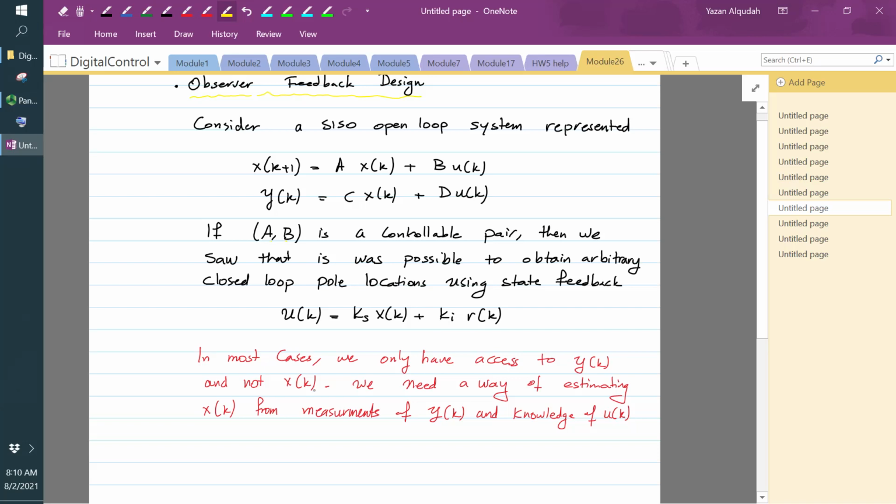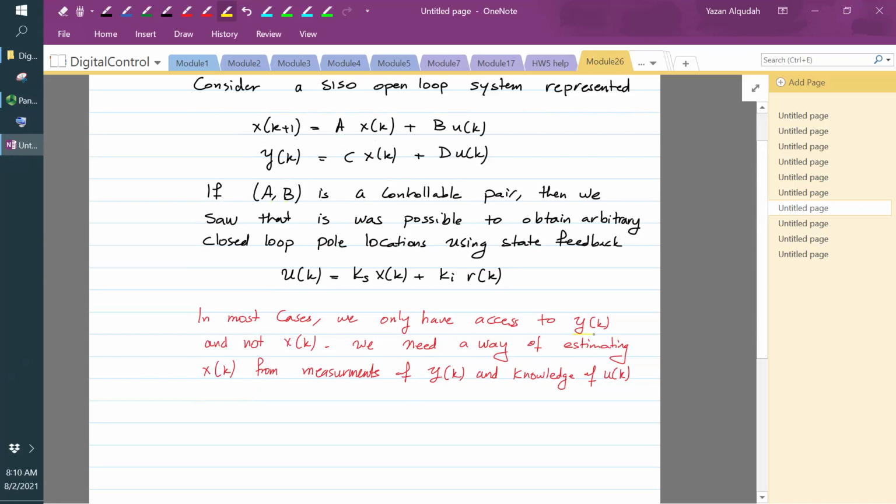Again, as we said, in most cases, we only have access to the output of the system and not the states of the system. And therefore, we need a way to estimate x of k from the measurements of the output and the knowledge of u of k. Y of k, we always have access to the output of the system. I should always be able to measure the output of the system. U of k is the input, so we have access to it.